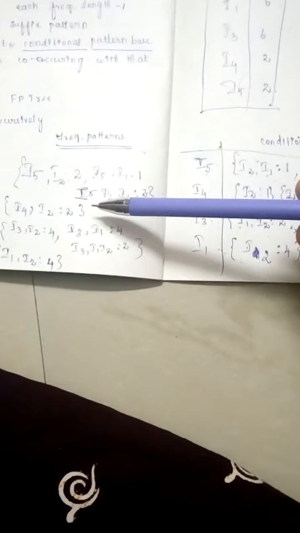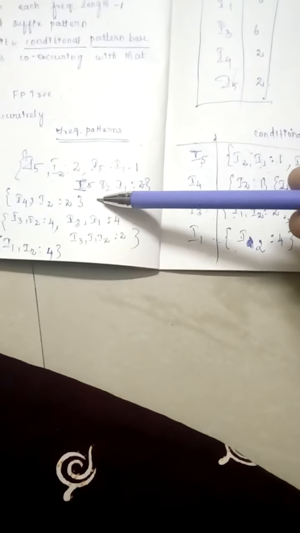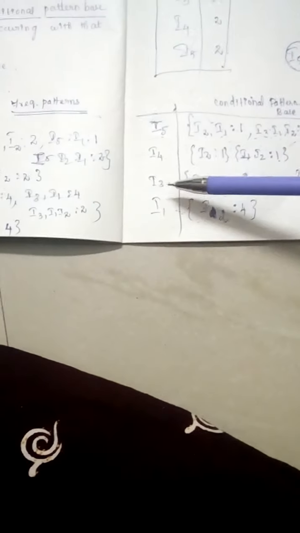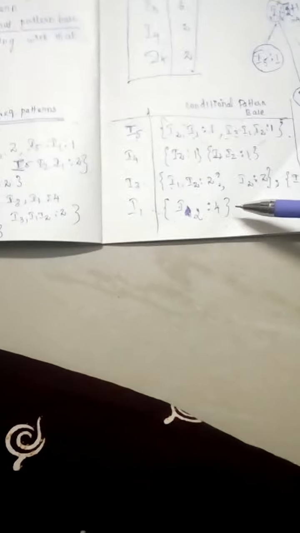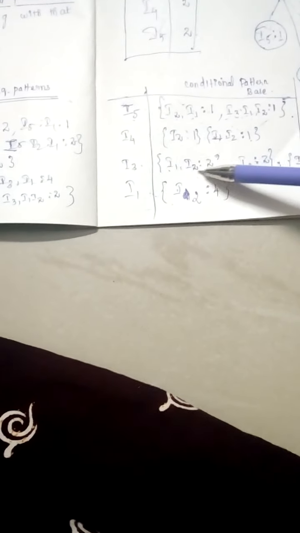Now if you take I4, I4 is occurring with I2 2 times. So we can just write the frequent patterns like this. Now I3 combination. I3 is occurring with I2 4 times. So I3 I2 4 times. Now I3 with I1 4 times, right? So I3 with I1 4 times. Now the combination I3 with I1 I2 also 2 times, right?